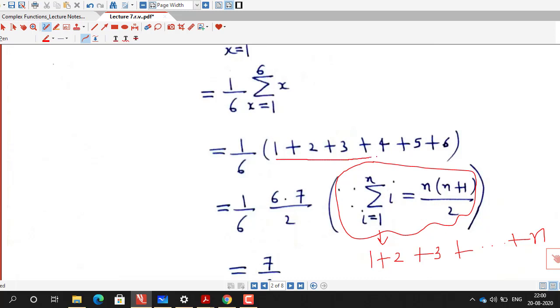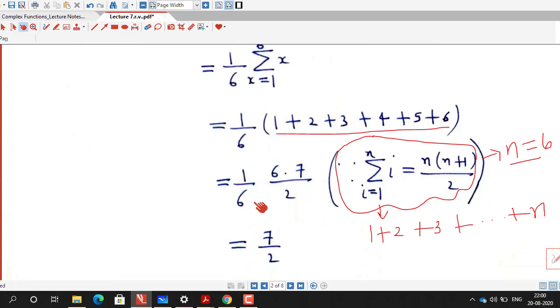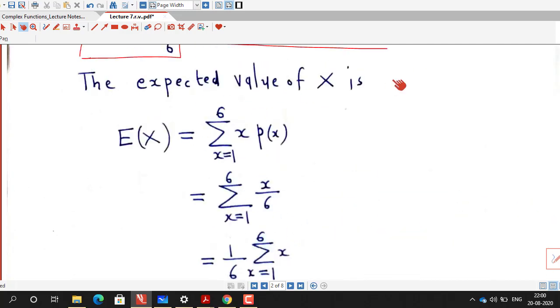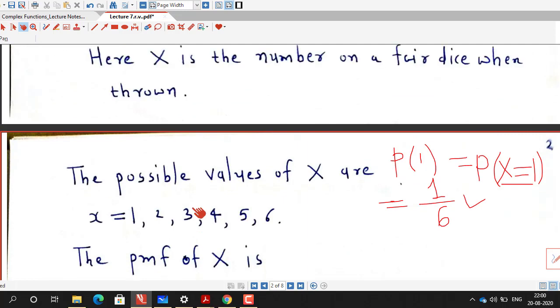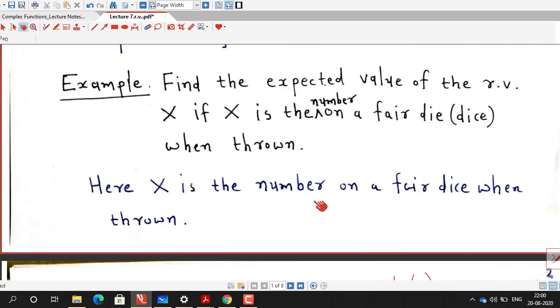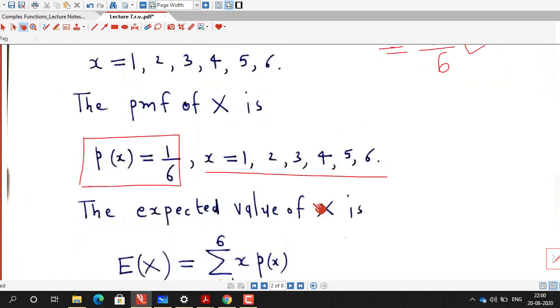Here we have sum of first 6 positive integers. So in this formula we have to take n equal to 6. So if we take n equal to 6, we will have 6 into 7 divided by 2. And this 6 will cancel out, and 7 by 2 is nothing but expected value or mean of this random variable. So it is easy to find out expected value or mean of a random variable.